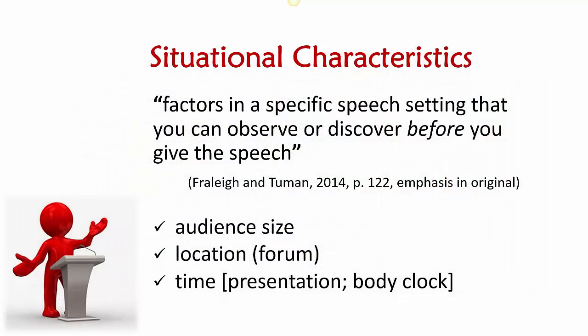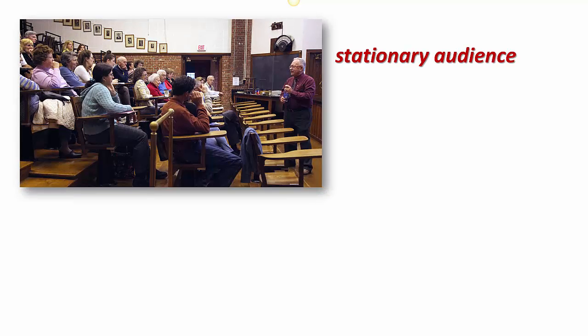And finally, Fraley and Tuman suggest we also think about audience mobility. Now, what does this mean? Well, there's different kinds of public speaking situations regarding what sort of flexibility your audience has to listen or not. In many situations, you're going to have a stationary audience. The audience is there to hear a presentation, and the room is set up in such a way that once they sit down, they're really not going to be getting up for the most part until the presentation is over.